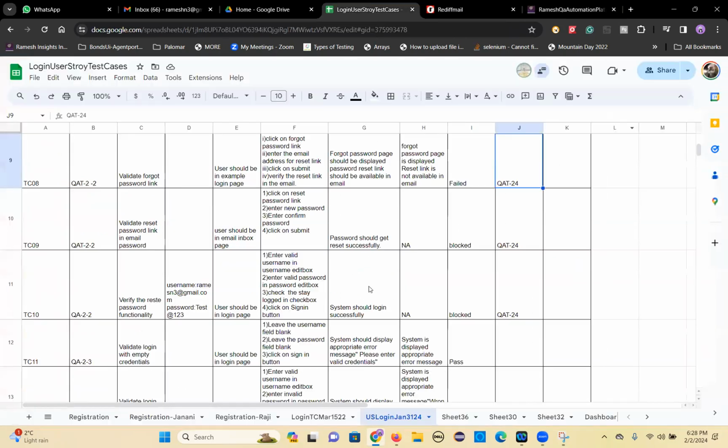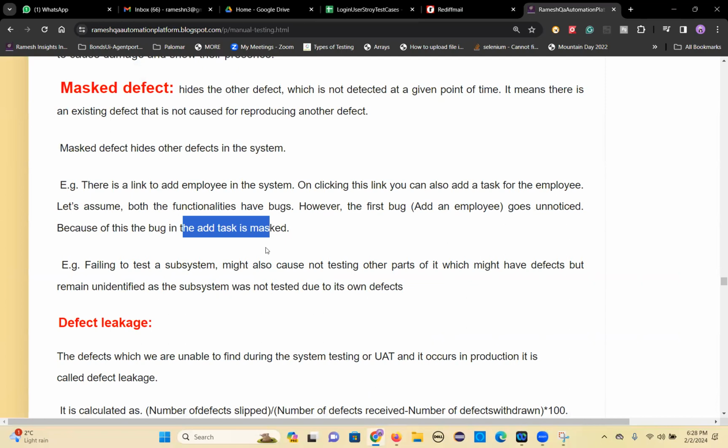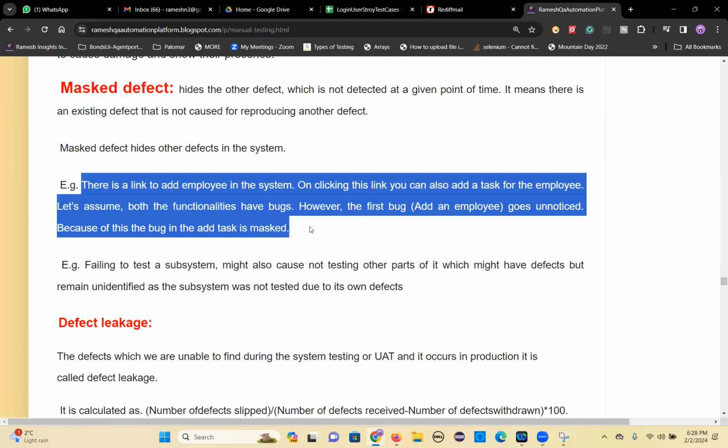Like in our test case, the first reset link itself is not there. So these two are unnoticed. We don't know whether reset is working or not. These two you cannot confirm now. They are unnoticed because of this bug. So this is hiding. There might be bugs here also. This is hiding because of this bug. That is called a masked defect. Okay, which defect is masking here in this scenario?